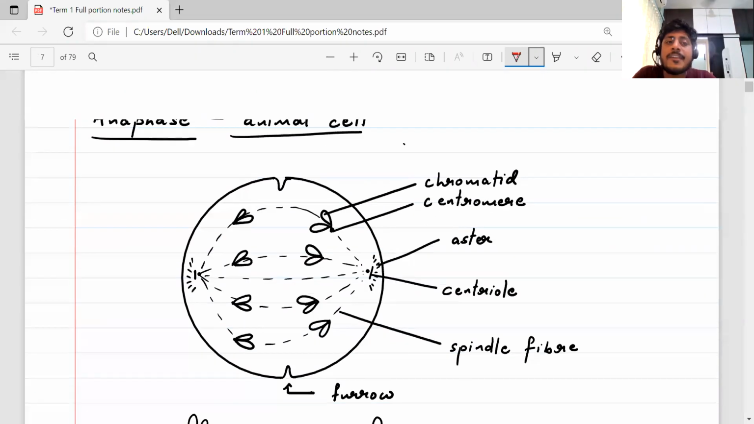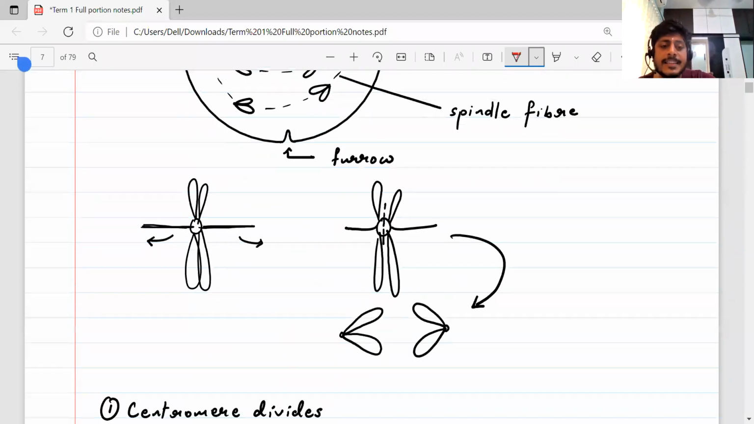Then you move to your anaphase. Anaphase, I told you, half and away. So the chromosome, which was basically like this, you can see over here, this was the centromere to which the spindle fiber was attached. This was your spindle fiber. The spindle fiber will contract.